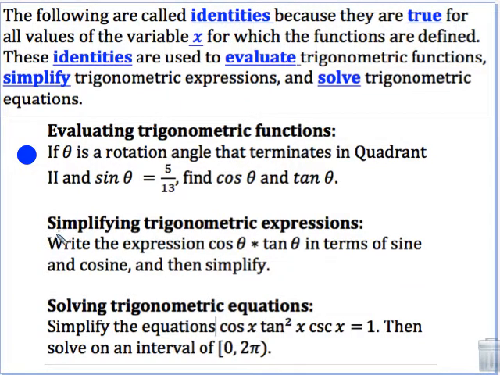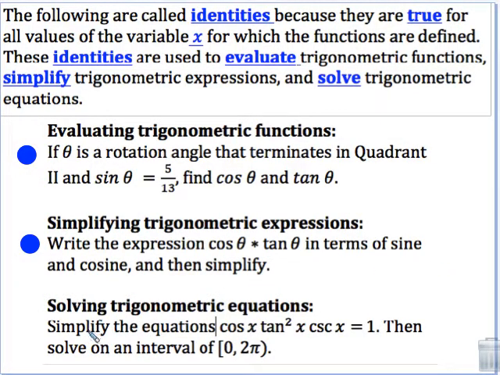Okay, another example for simplifying trig expressions. With trig expressions, notice we don't have an equal sign. We just want to simplify it as much as possible. So this example says write the expression cosine theta times tangent theta in terms of sine or cosine and then simplify. Most of the time when you have trig expressions, you want to get everything in terms of sine or cosine, and then you just have to simplify it.